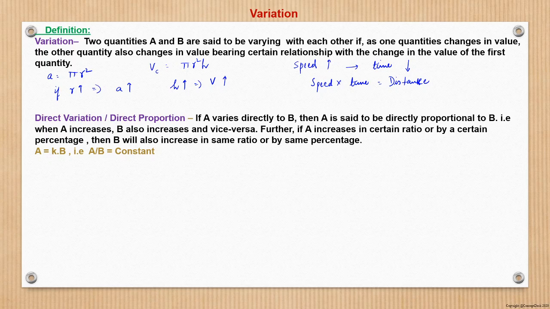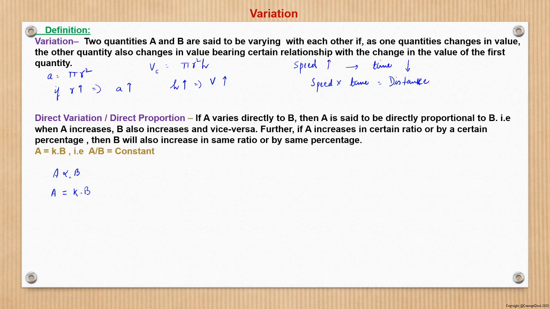Now there are various types of variation. One is direct variation or direct proportion. If a varies directly to b, then a is said to be directly proportional to b. This is how we write it: a varies to b, or a is proportional to b, with this sign. So here we can replace the proportional sign with an equality sign and place one constant k, and then write a equals k b.